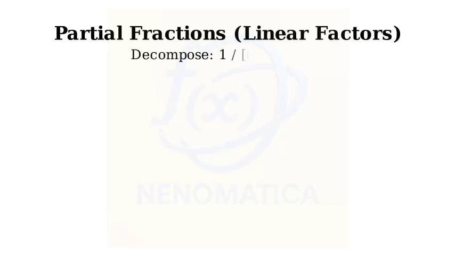In this lesson, we'll decompose a rational expression into partial fractions. Our example is the fraction 1 over (k plus 4)(k plus 6). We'll find constants a and b so that the expression equals a over (k plus 4) plus b over (k plus 6).